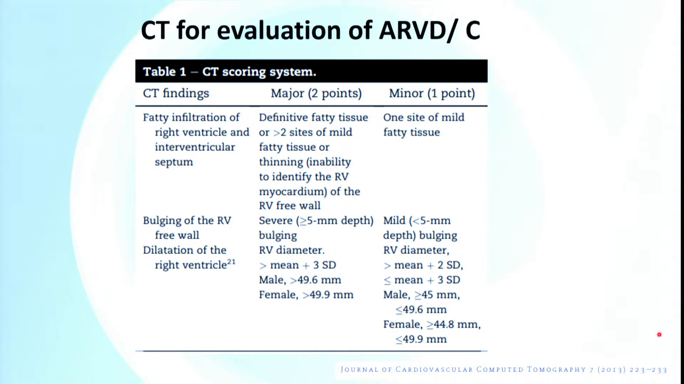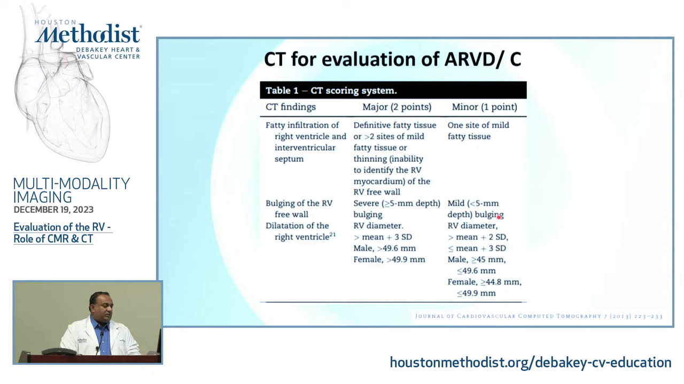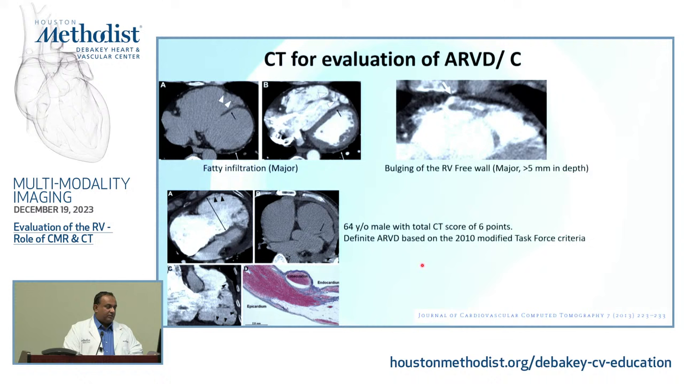So this is the scoring system that they came up with in this study. They looked at fatty infiltration of the right ventricle and the interventricular septum and gave it either 2 points or 1 point. If there were multiple areas of fatty infiltration, they gave it 2 points. Or if there was thinning of the entire RV wall with no myocardium that could be seen, they gave it 2 points. Bulging of the RV free wall, which would be areas of RV free wall aneurysms, they gave 2 points if it was more than 5 millimeters in depth, and it was minor, 1 point, if it was less than 5 millimeters. And then dilatation of the right ventricle, which they measured on a four-chamber view close to the tricuspid annulus.